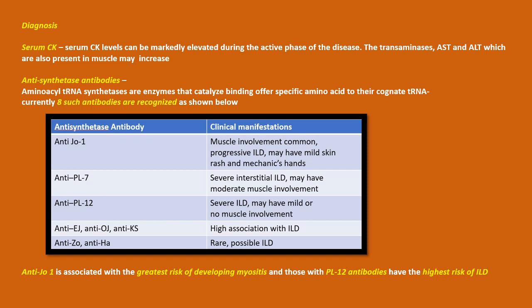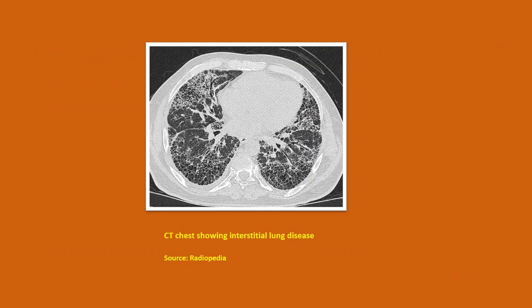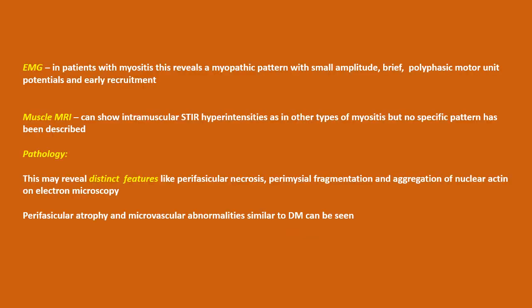Anti-Jo-1 is associated with the greatest risk of developing myositis, and those with PL12 antibodies have the highest risk of ILD. This image shows a CT scan of the chest showing interstitial lung disease. EMG in patients with myositis reveals a myopathic pattern with small amplitude, brief, polyphasic motor unit potentials, and early recruitment.